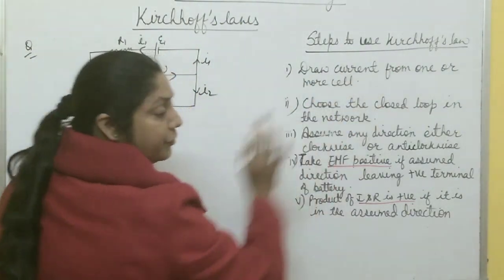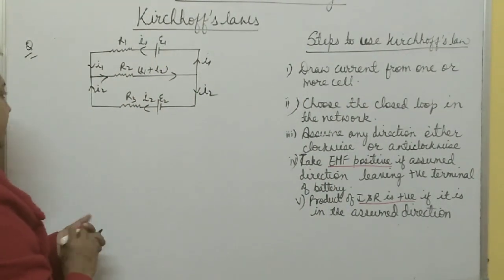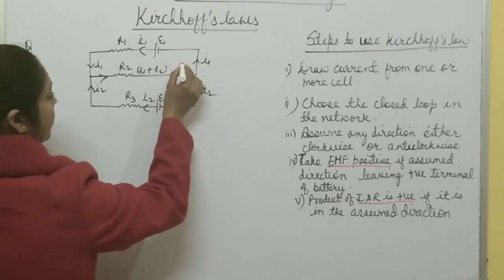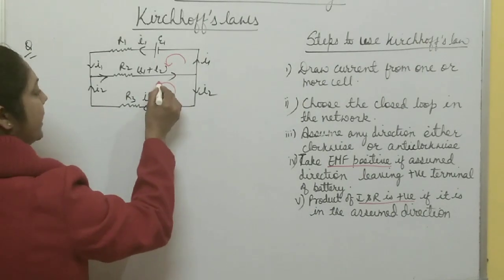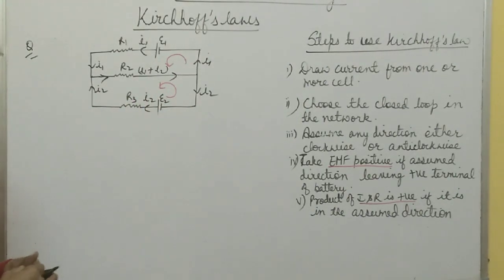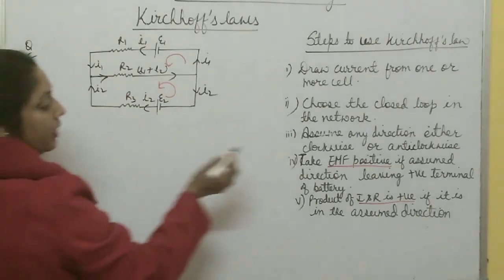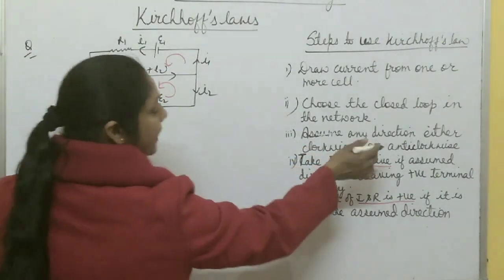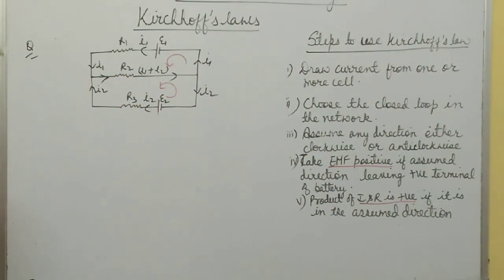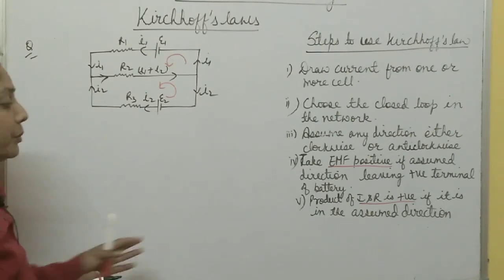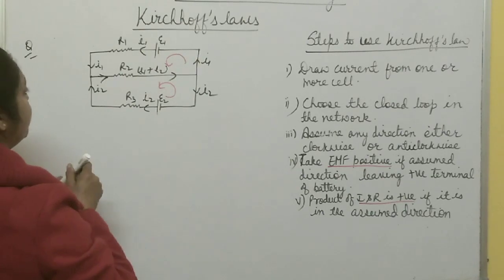So you have to draw current for one or more cells. Choose the closed loop in the network. Suppose here I have chosen an anti-clockwise loop. Here also I have chosen an anti-clockwise loop; you can choose any direction, either clockwise or anti-clockwise, right? Now apply these rules. Assume any direction. Take EMF positive if the direction is leaving the positive terminal, and the product of I and R is also positive if it is in the assumed direction.